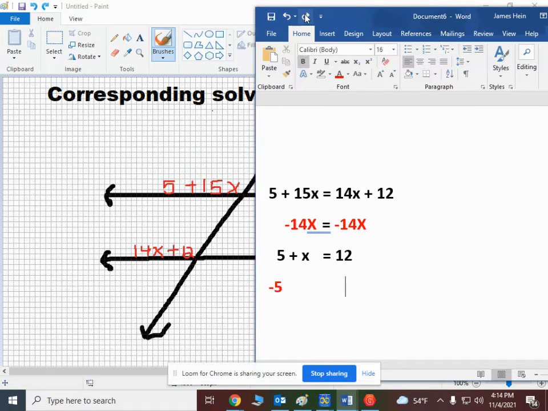Okay. Now I'll simply subtract 5 from both sides, and x will be by itself, and so 12 minus 5 is 7. Now 7 is just the value for x.